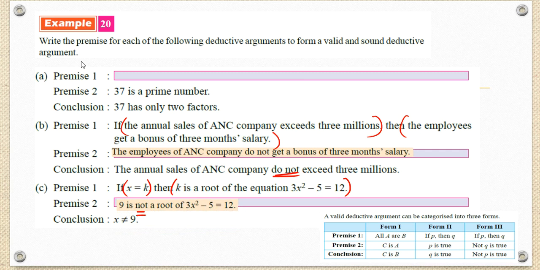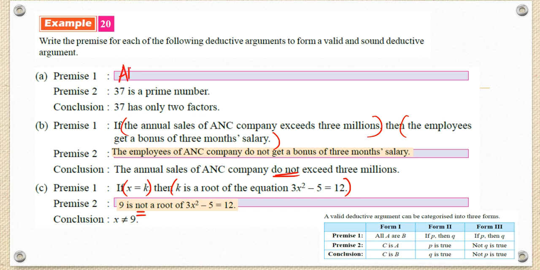So now we go back to A, right? How do you form premise 1? Okay, premise 2, they say 36 is a prime number. 36 has only 2 factors. Sorry, it's 37, not 36. 37. Okay, from here, can we get it in form 1? Okay, this can be your C. C is A. This can be your C. C is B. Right? So how do you write your premise 1?